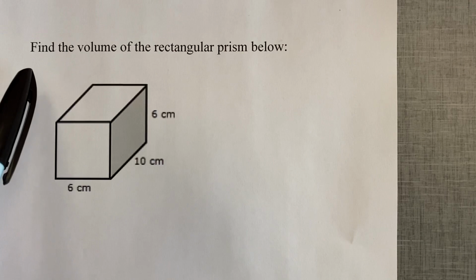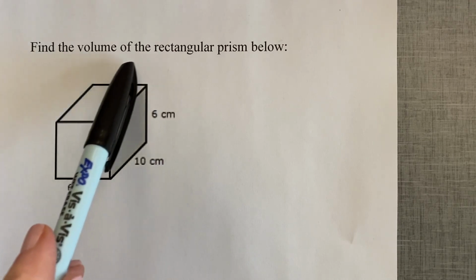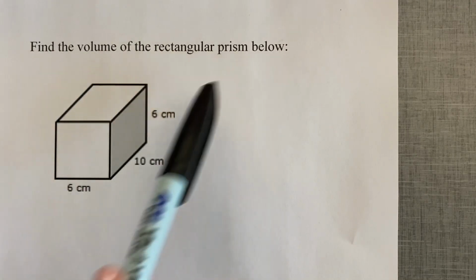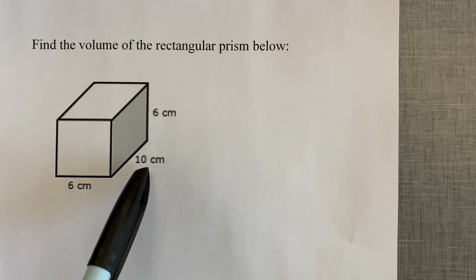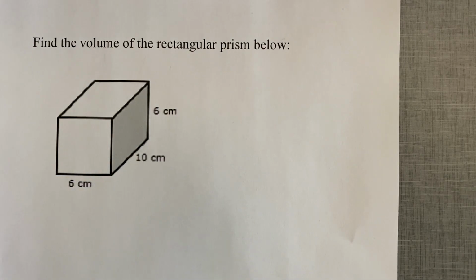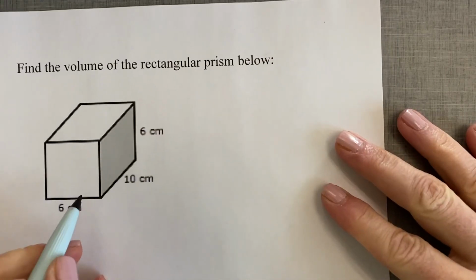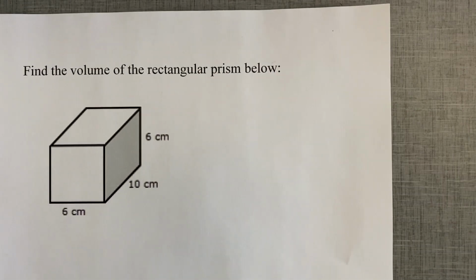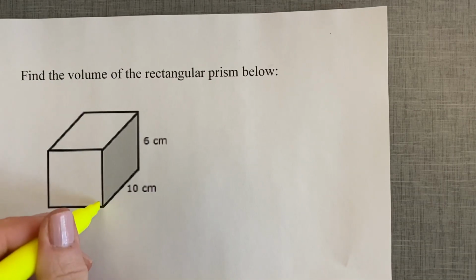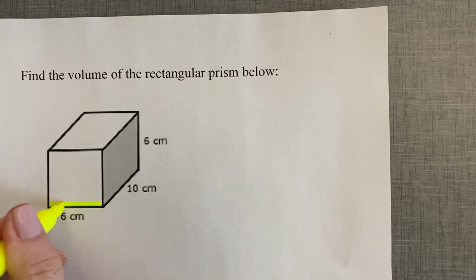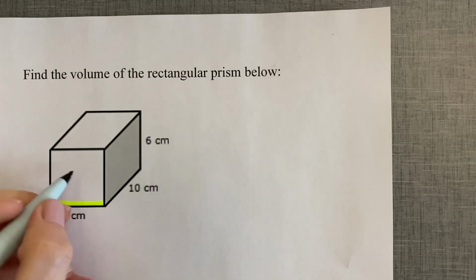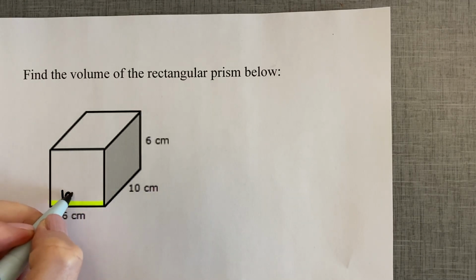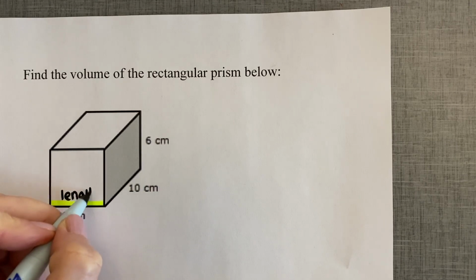So let's take a look at what it says. Find the volume of the rectangular prism below. And you can see we have all 3 dimensions listed here. Our length is right here, 6 centimeters. I'll label that length, which of course we call L.